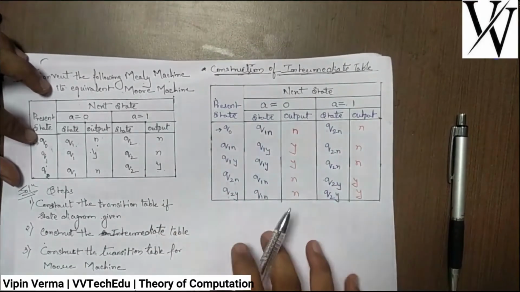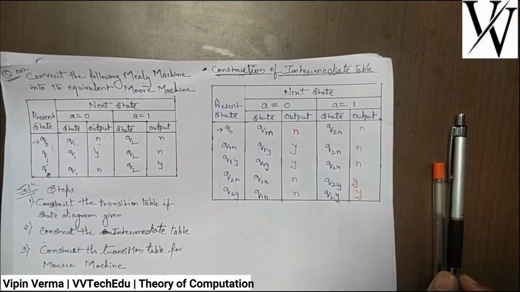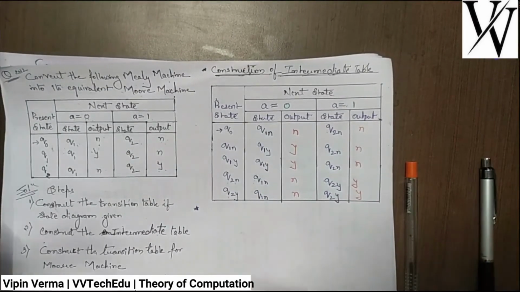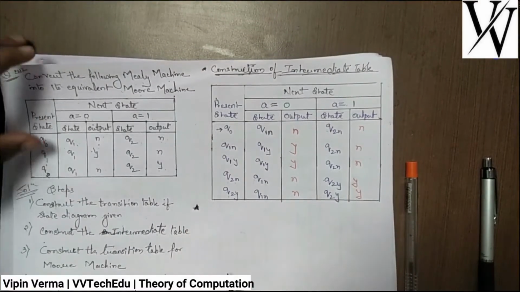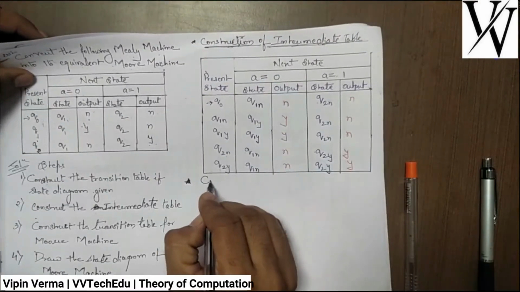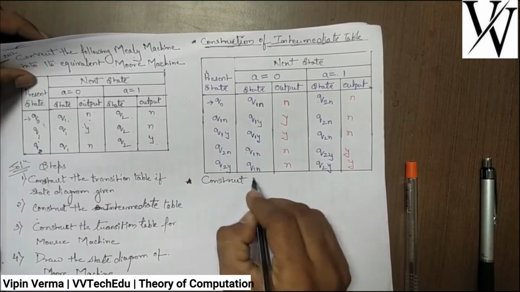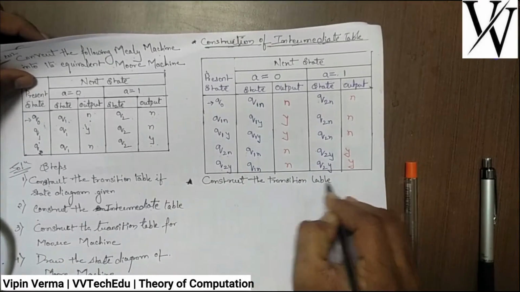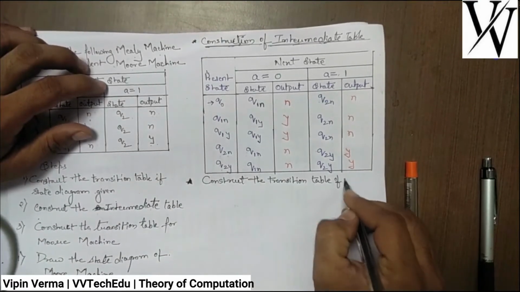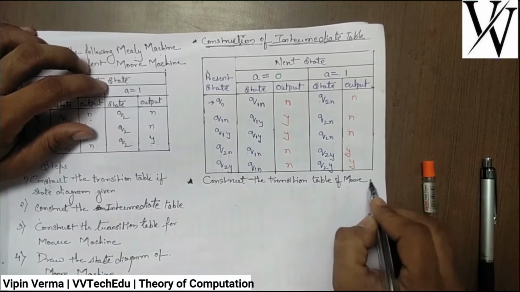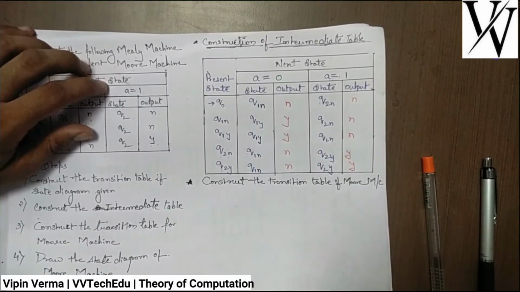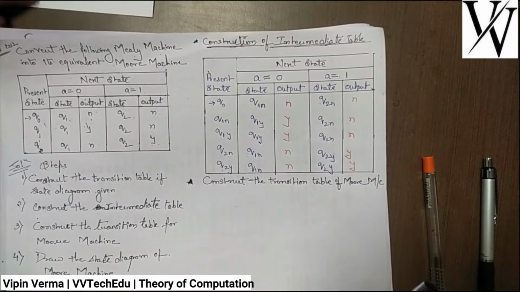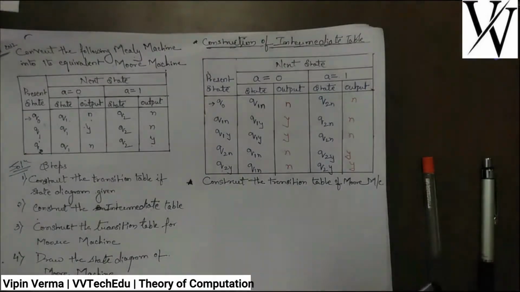Okay, so this is what we call the intermediate table, and we need to construct the transition table for the Mealy machine। So the next step you can say is we just need to follow to construct the transition table of the Mealy machine। Okay, Mealy machine। Now the structure of a Mealy machine table is, you know that it is having only four simple steps, or we can say 4 columns are there.